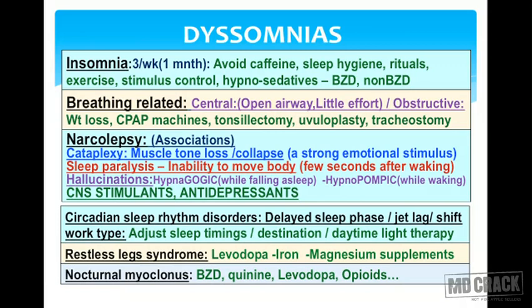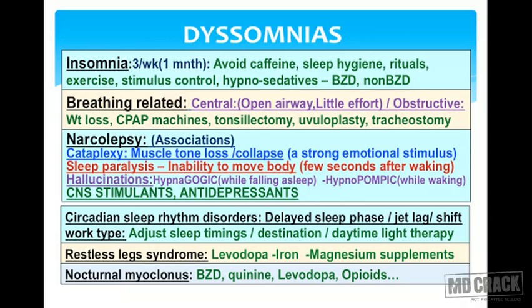Next we go to narcolepsy, that is excess sleep, and there are some important associations in narcolepsy which we need to remember. The first one is called cataplexy. I hope you are looking at the slide. Cataplexy is the loss of muscle tone and a sudden collapse in response to a strong emotional stimulus. This is associated in patients with narcolepsy. To repeat, sudden loss of muscle tone and sudden collapse in response to a strong emotional stimulus can happen in these patients and is called cataplexy.